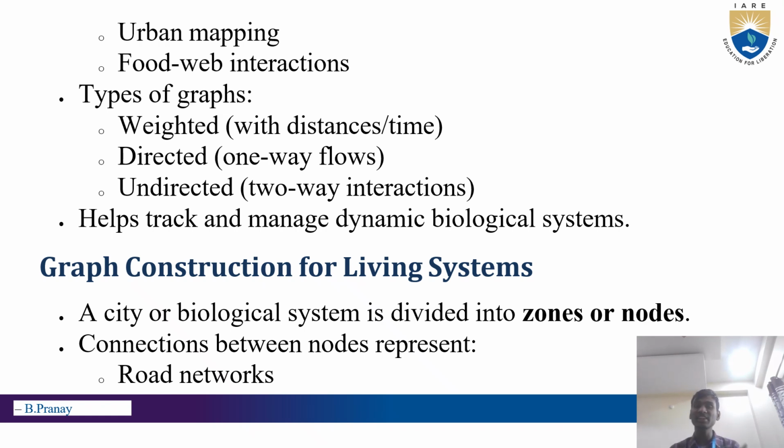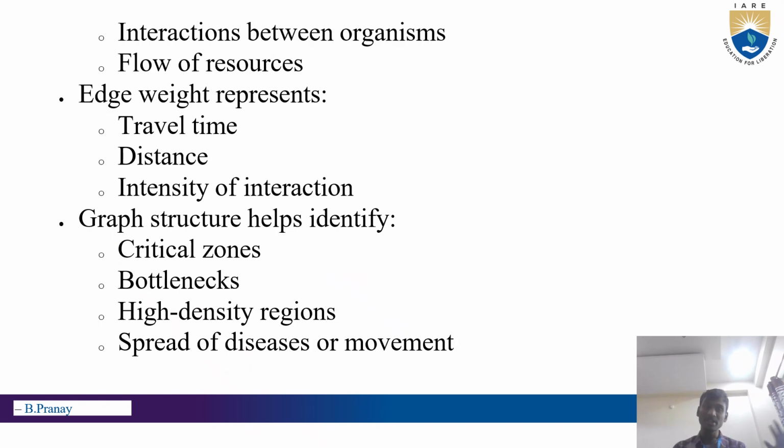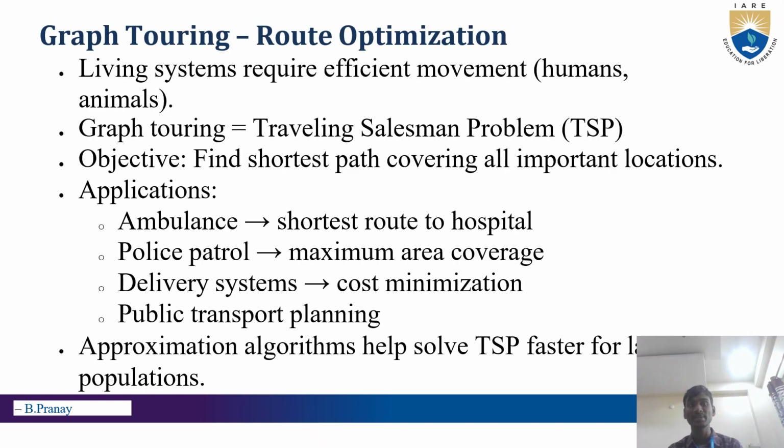Graph construction for living systems. A city is divided into nodes or zones. The connections between nodes represent road networks, interactions between organisms, and flow of resources. Edge weight represents travel time, distance, and intensity of interaction. Graph structures help identify critical zones, bottlenecks, high-density regions, and the spread of diseases or movement.